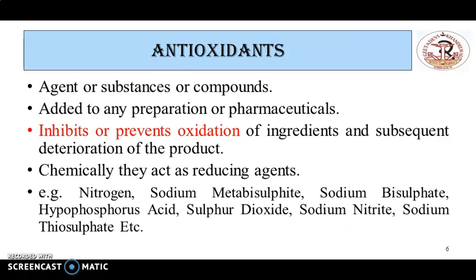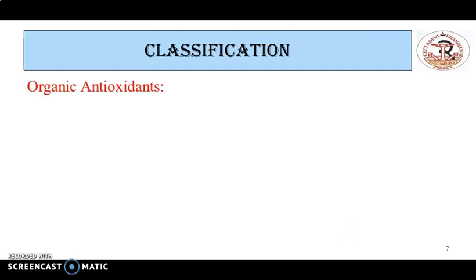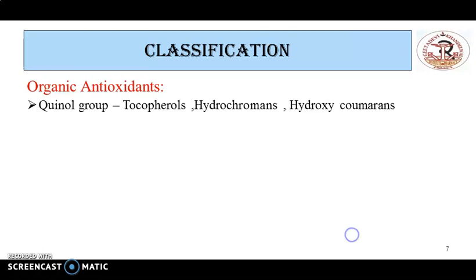The examples of antioxidants are nitrogen, sodium metabisulfite, sodium bisulfite, hypophosphorus acid, sulfur dioxide, sodium nitrite, sodium thiosulfate, etc. Then classification. Mainly antioxidants are classified into two types: organic antioxidants and inorganic antioxidants.